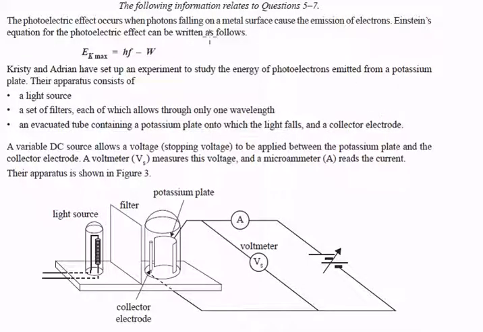Okay, here we've got a couple of questions relating to the photoelectric effect. Here's the formula. This is Einstein's equation for this. The maximum kinetic energy of electrons is equal to the incident light. So this is the electrons that come out. The energy of the electrons is equal to the energy of the light that comes in minus the work function, or the energy needed to escape, the escape energy. Escape energy needed.